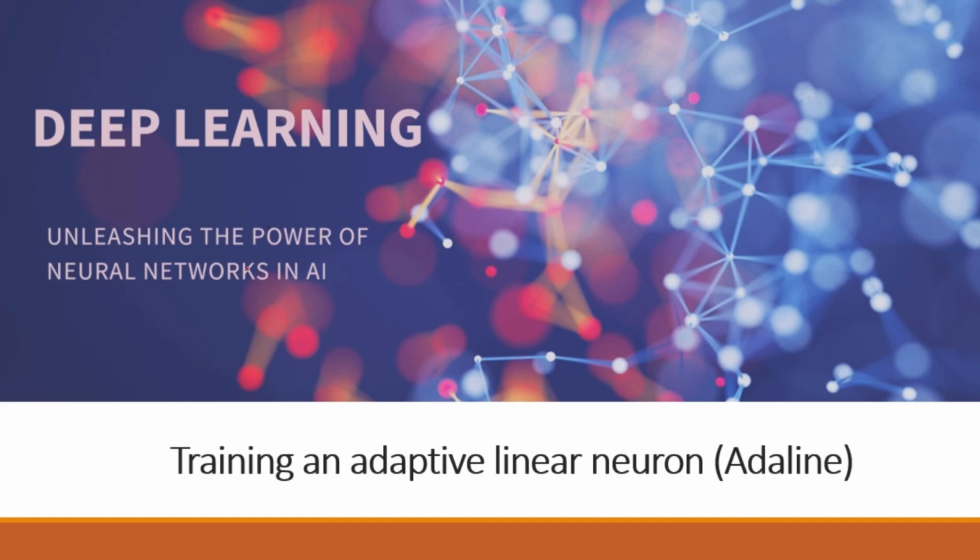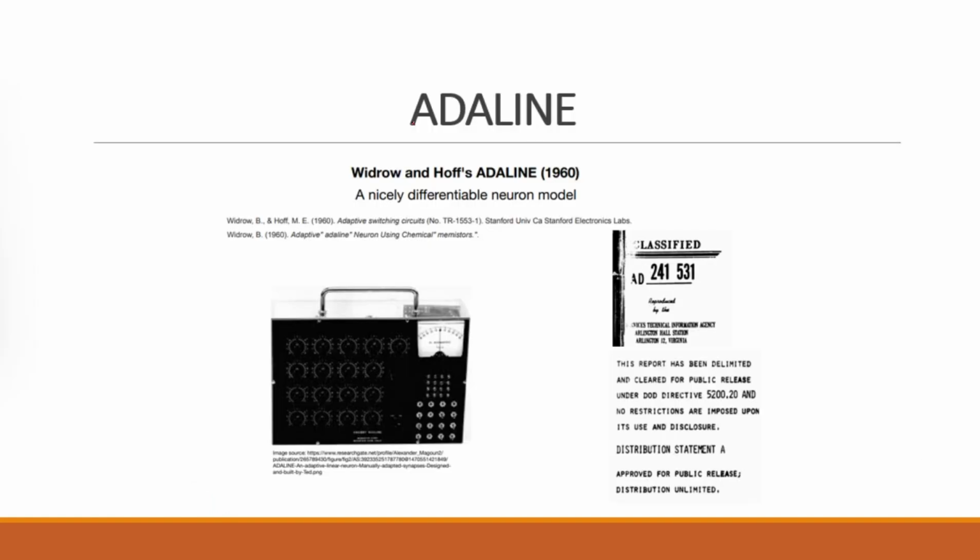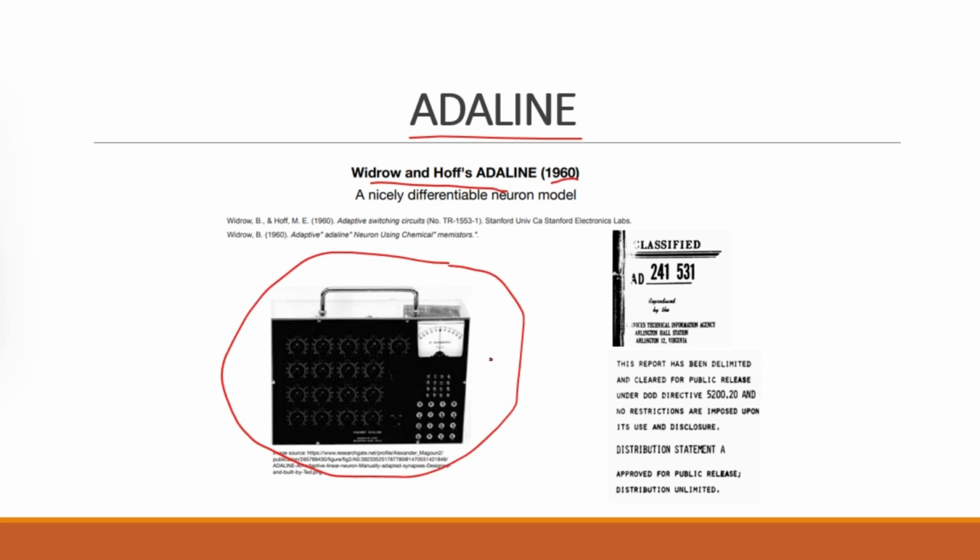So let's now take a look at a more hands-on example to get more hands-on training on the adaptive linear neuron in Python. First, I will give you an overview of how things relate to the ADALINE. Recall the ADALINE, which we covered briefly in the history of deep learning. That is a model by Widrow and Hoff, developed around the 1960s. Actually, it was a physical device, but of course nowadays it can be implemented in software as well. And this is a nicely differentiable neural model.